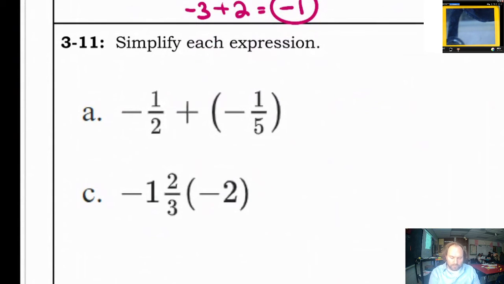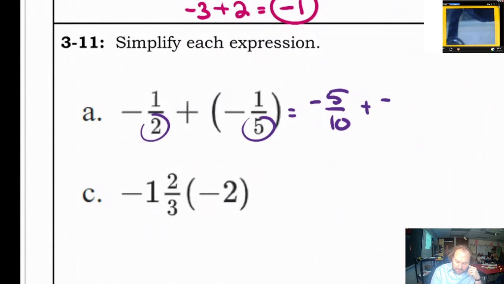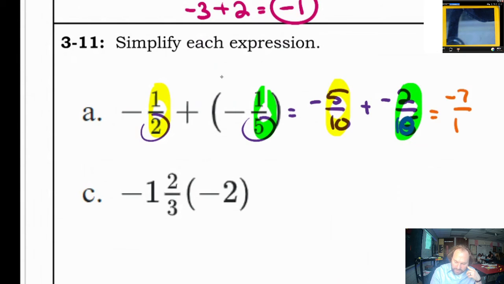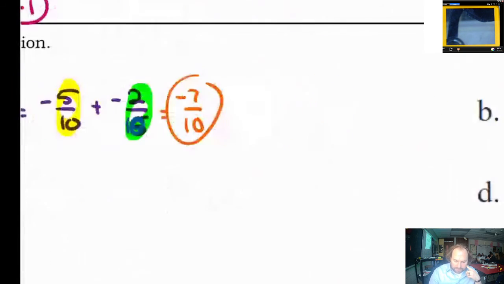What we have to do is write these with the same denominator. And 2 and 5 both have a multiple of 10 in them. So we can write this as negative 5 over 10 plus negative 2 over 5. Since 5 over 10 is the same as 1 over 2, and 2 over 5, sorry, it's 2 over 10, my fault. 2 over 10 is the same as 1/5. And now you can combine these ideas together to get negative 7 over 10. That would be the best answer.